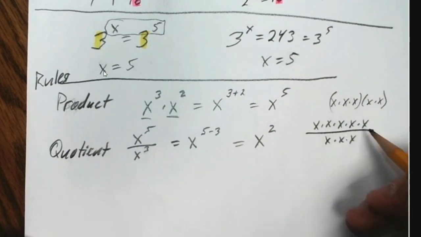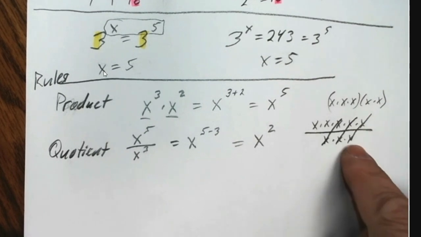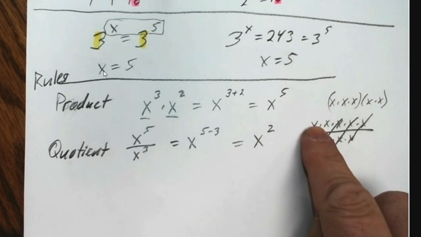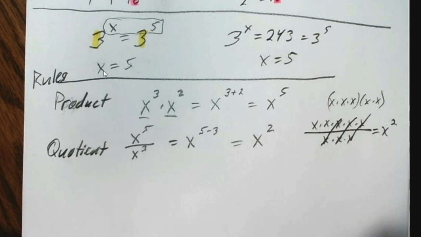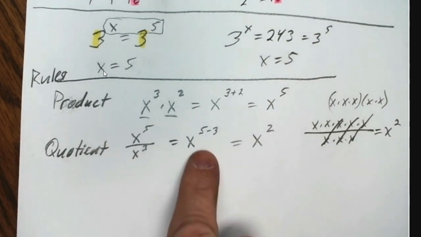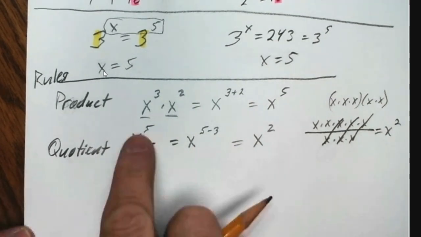Let's see, these cancel each other out. Those cancel each other out because x divided by x is 1. So it's just x times 1 times 1 times 1, or x squared. So yeah, we can just subtract when we have the same base. Again, they both have to have the same base, which in this case is x's.